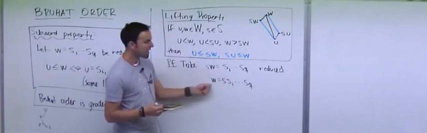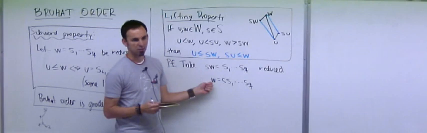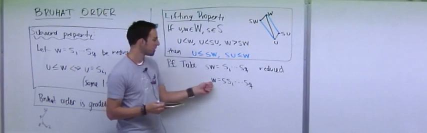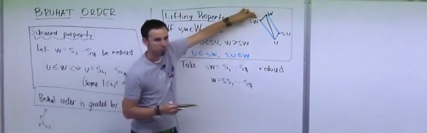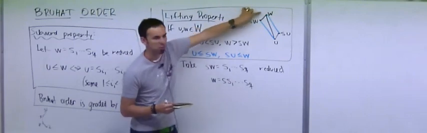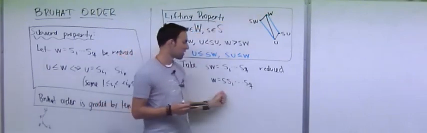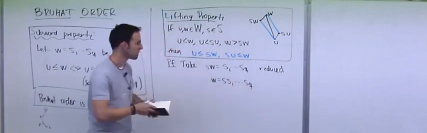So when I multiply by S, W has length either Q plus 1 or Q minus 1. But I'm assuming that W is bigger than SW. So if this has length Q, this has to have length Q plus 1. And here's a word of length Q plus 1. So this word has to be reduced.